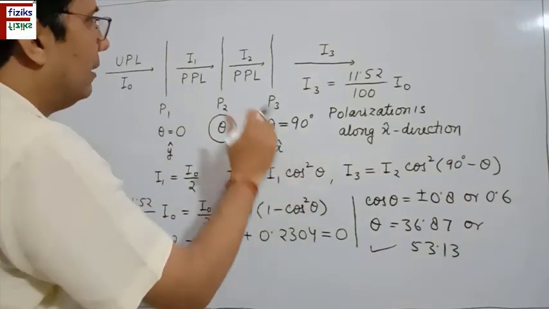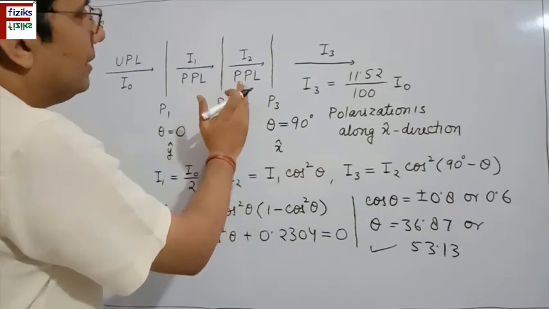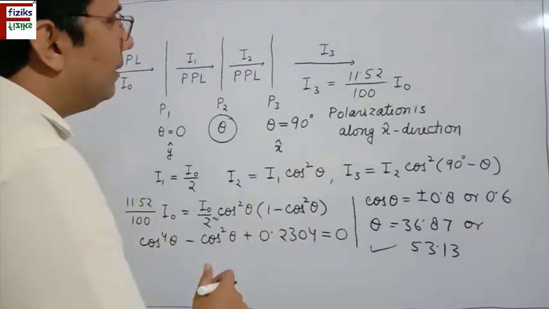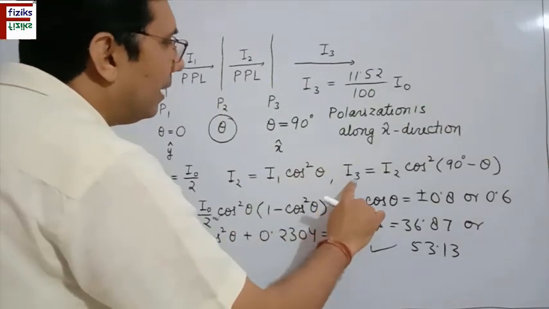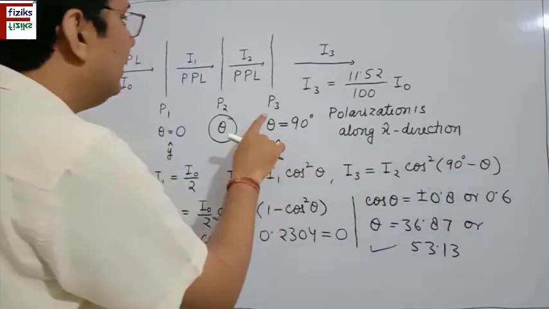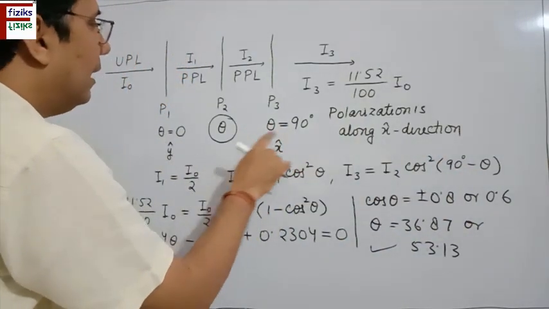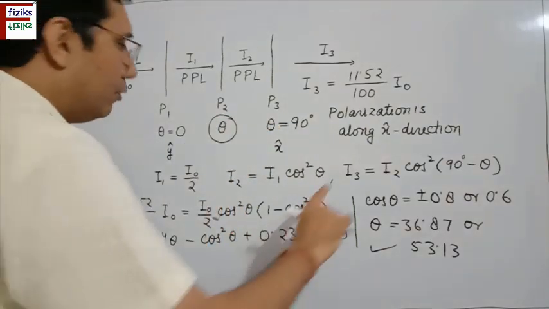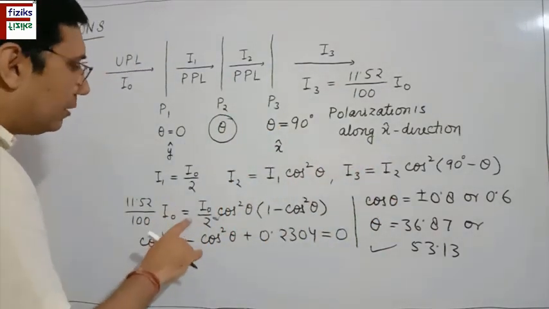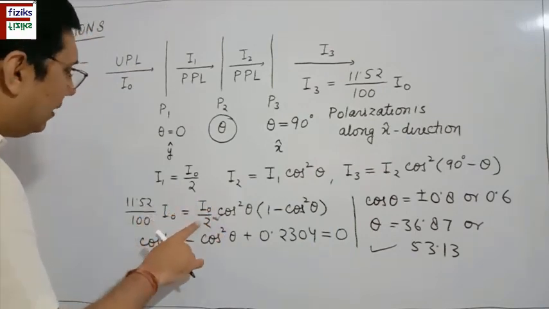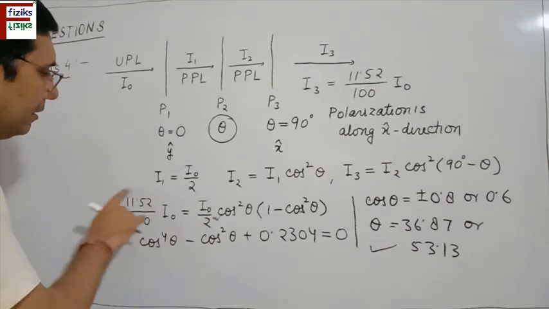Now when this plane polarized light again passes through P3, I will again apply Malus law, and it will become I3 equal to I2 cos square (90 minus theta). Here 90 minus theta is the angular difference between the pass axis of P3 and P2. So I1 is replaced by I0 by 2, and this number is given in the question.